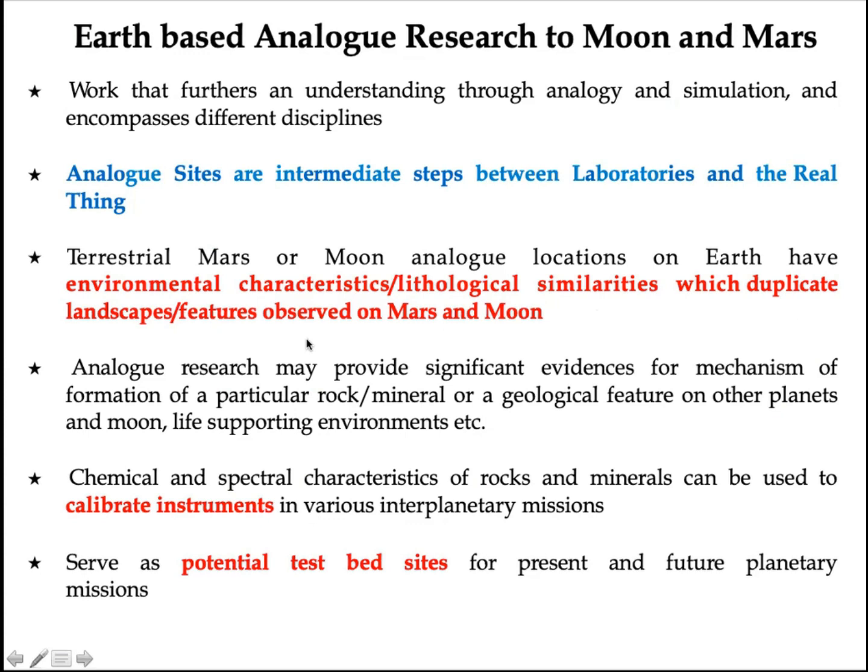Right? Now, what are the advantages of this analog type of research? It may provide significant evidence for the mechanism of formation of a particular rock unit, a mineral, or a geological feature on other planets, the Moon, life-supporting environments, etc. And also, if we plan a mission, especially a geological mission, in order to understand what minerals or rocks are present on particular planetary bodies, we have to calibrate those instruments. For calibration purposes also, we can use these materials.